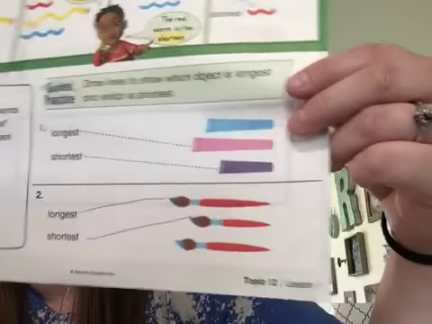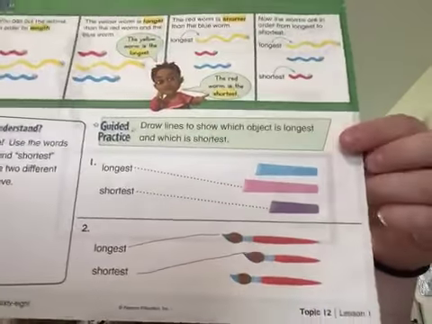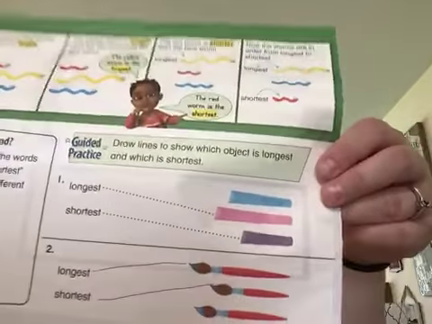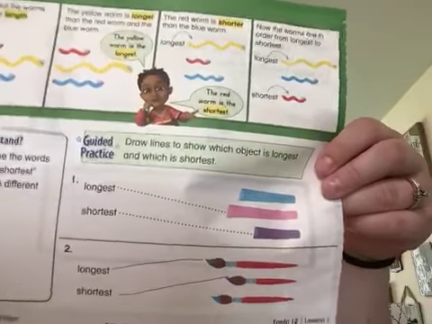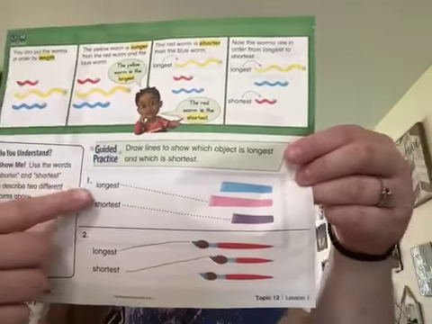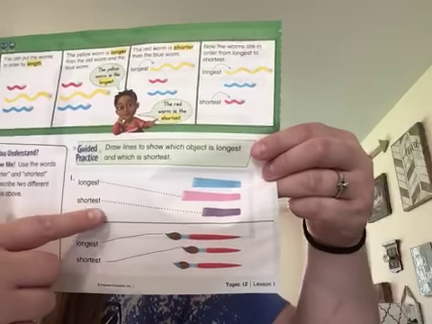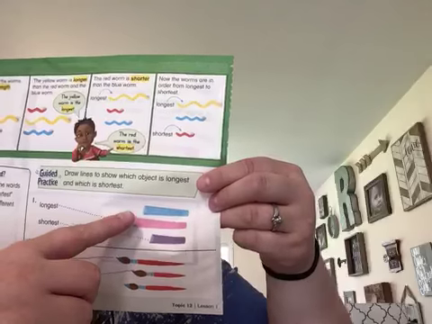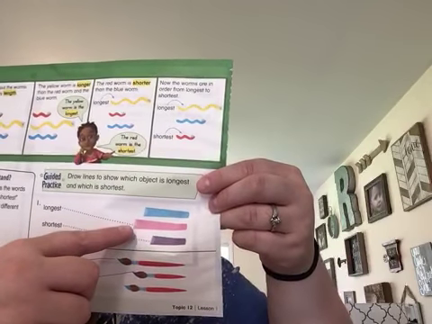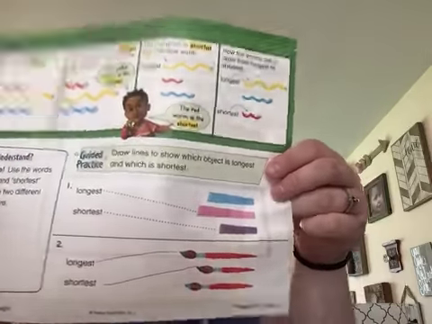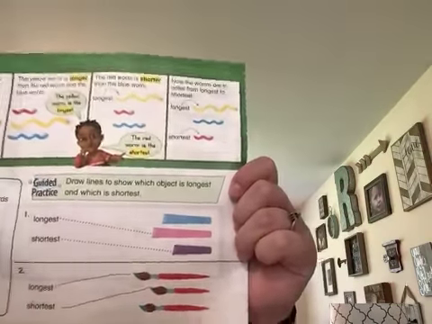Okay? Down at the bottom, it's given you 3 objects and 2 words over here. If you can see those 2 words, longest and shortest. And it's given you, I think these are like little party blower things. It's given you a blue one, a pink one, and a purple one. So you want to figure out which one is the longest and which one is the shortest.